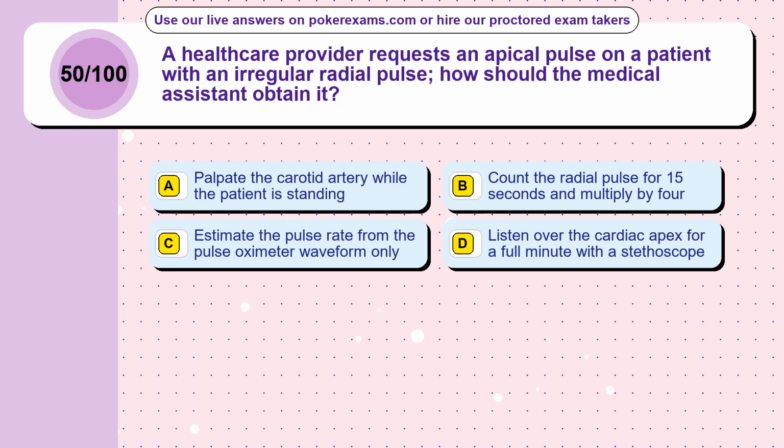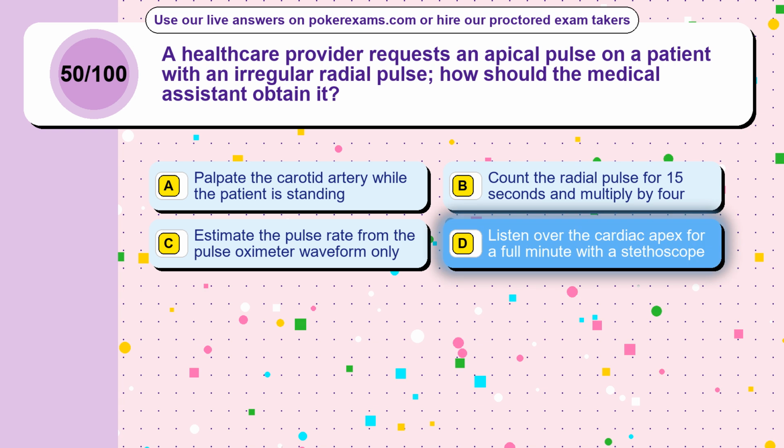Question 50. A healthcare provider requests an apical pulse on a patient with an irregular radial pulse. How should the medical assistant obtain it? Option A. Palpate the carotid artery while the patient is standing. Option B. Count the radial pulse for 15 seconds and multiply by 4. Option C. Estimate the pulse rate from the pulse oximeter waveform only. Option D. Listen over the cardiac apex for a full minute with a stethoscope.